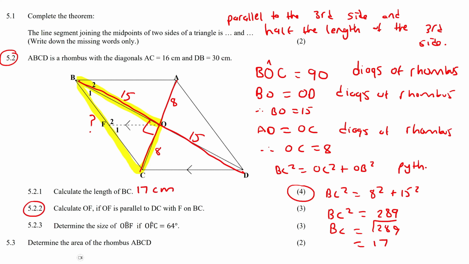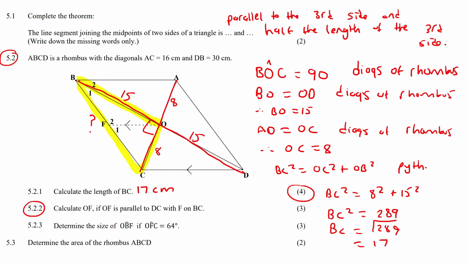This one says, calculate OF, the length of OF, if OF is parallel to DC with F on BC. Okay, so they want this length over here if these are parallel. Okay, so they're sort of getting at the midpoint theorem, and that's probably why they made us do this one over here, because check this out now.